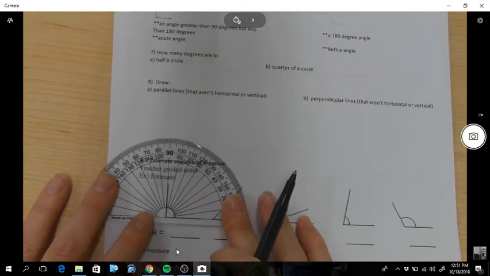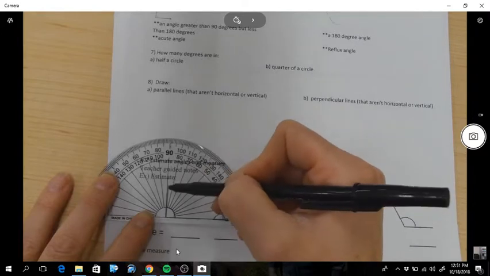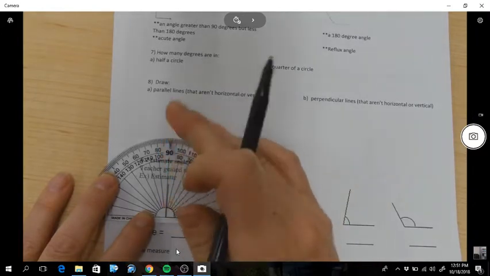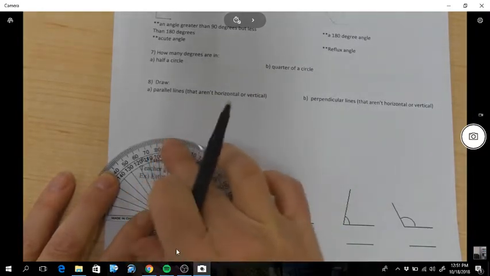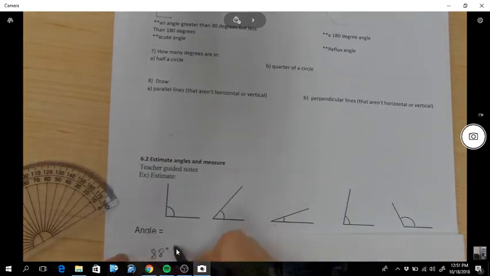And then going up, what I should have done was make this line bigger, and it gets to 89 degrees. Okay, so our actual is 89 degrees.